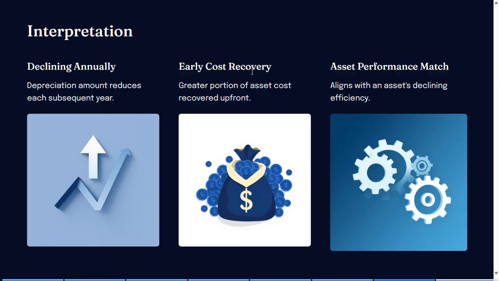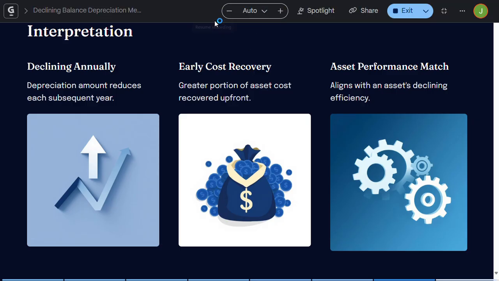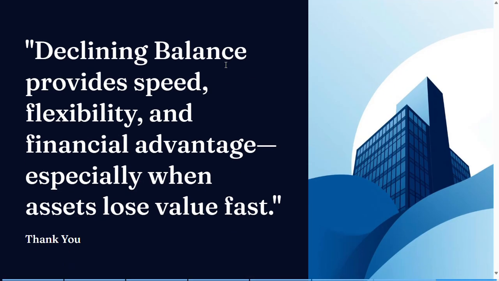Depreciation decreases along with the book value, and this gives us a realistic and financially strategic view of asset behavior: high early depreciation, lower later depreciation. It mirrors real-world performance decline and provides a stronger cost recovery early in the asset's life. And that concludes the declining balance method. It's fast, flexible, and effective, especially for assets that lose value quickly.